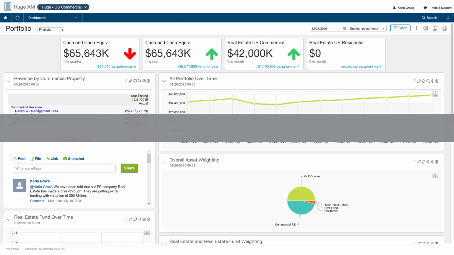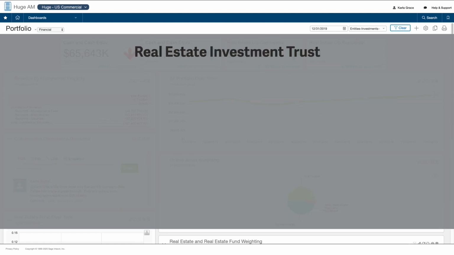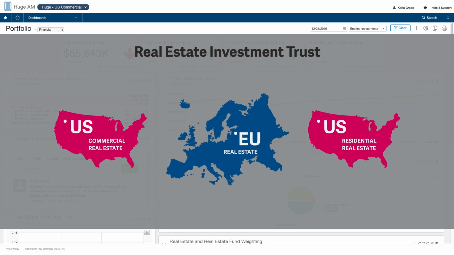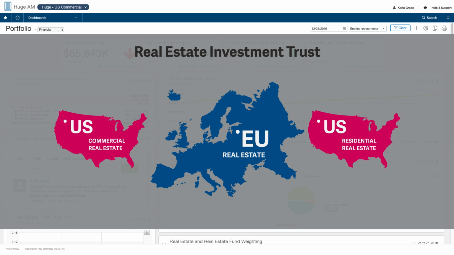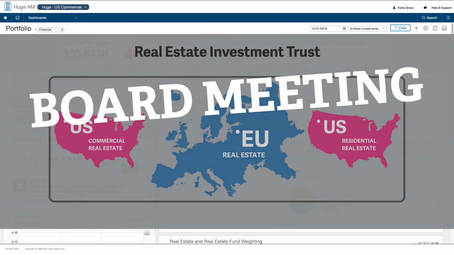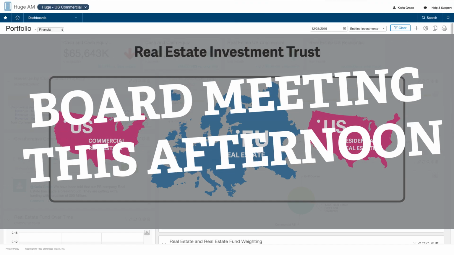In this simple example, a growing real estate investment trust has 3 funds for a client, dealing with U.S. commercial real estate, European real estate, and U.S. residential real estate. The tools and processes are equally applicable to different kinds of funds in different locations. The recent passing of Brexit has caused concerns about the European fund and how it's impacting the portfolio overall. A board meeting scheduled for next week has been moved up to this afternoon.